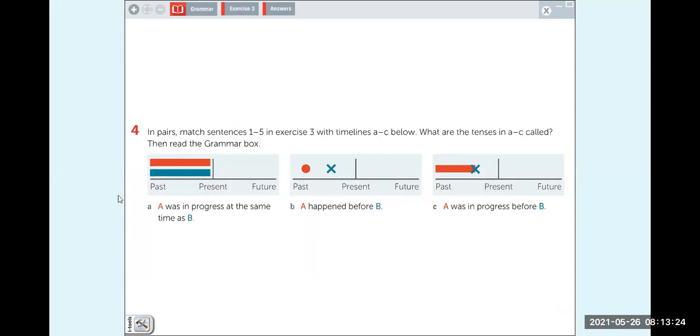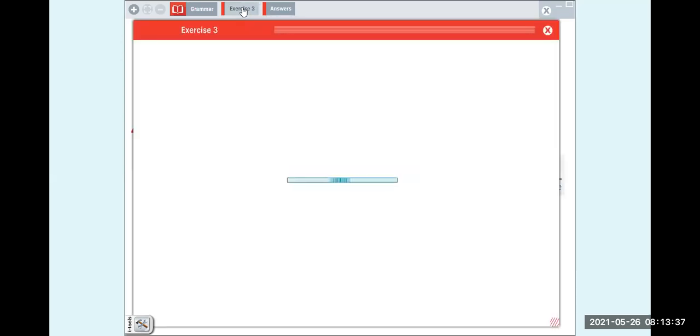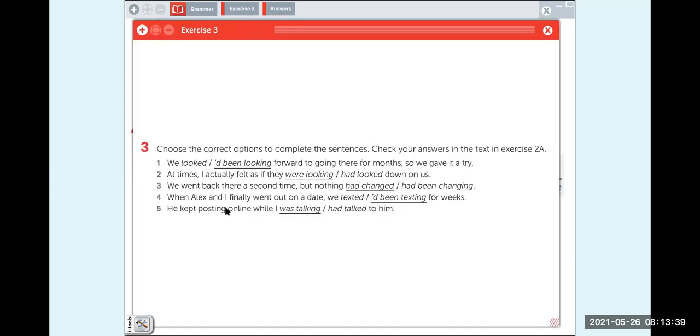Okay, so here we have, it says, A was in progress at the same time as B. Which of the sentences in exercise number 3 can we match with this one? ¿Cuál podríamos relacionar con esa primera? A was in progress at the same time as B. The number 5. Number 5.